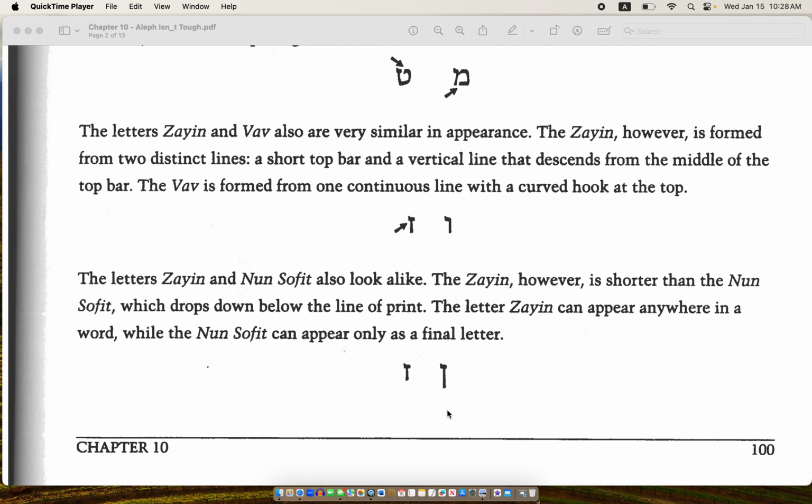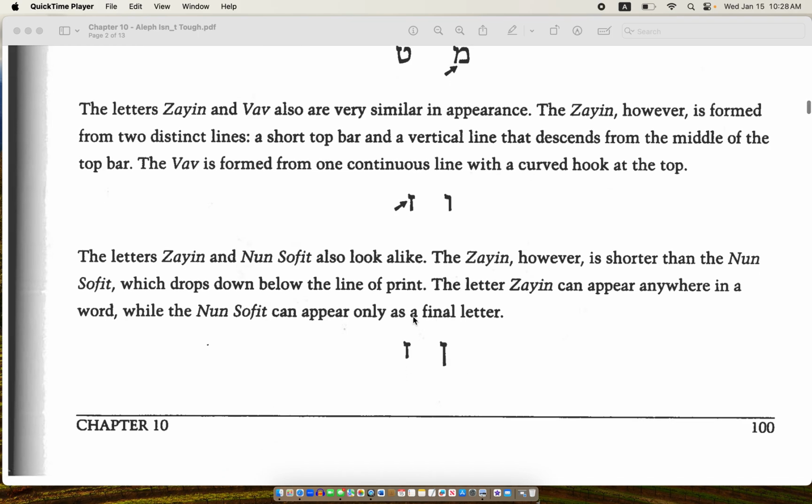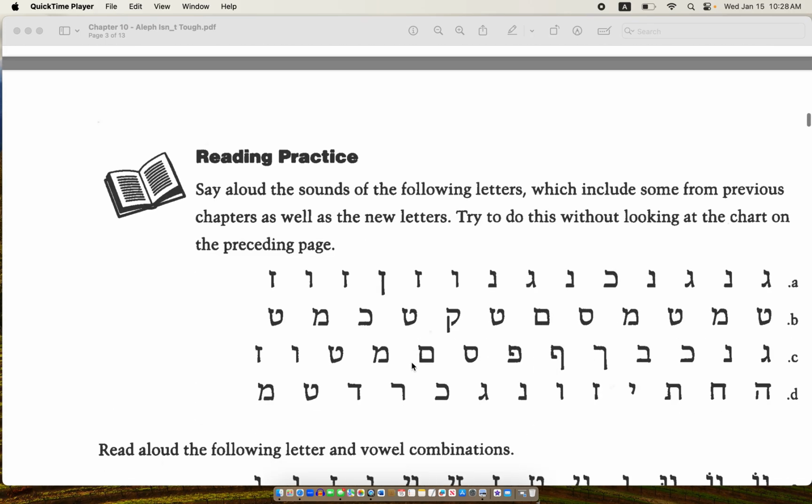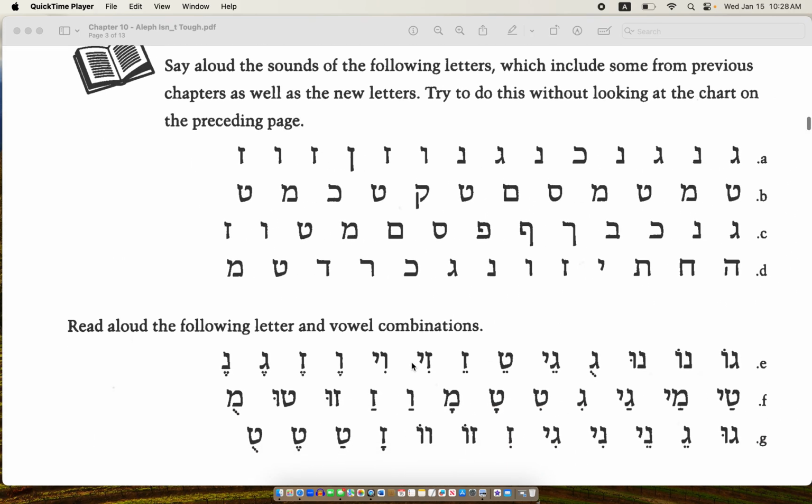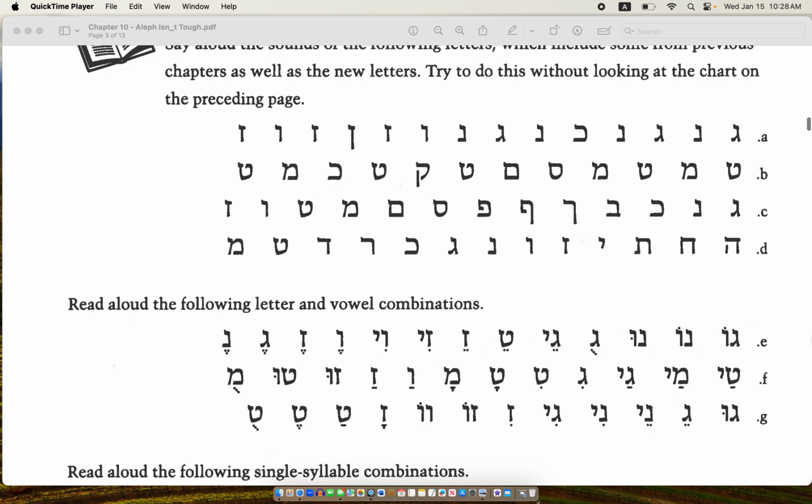And then this I definitely don't agree with. Zayin versus final nun. It depends on the font. Yes, sometimes it'll look like they have the same tops. But final nun is only going to come at the end of a word, as we know. And it's going to fall lower than the rest of the letters on the line. So I'm not sure I totally agree with that one. Onward. We're going to name our letters on line A because I'm less interested in the sound.